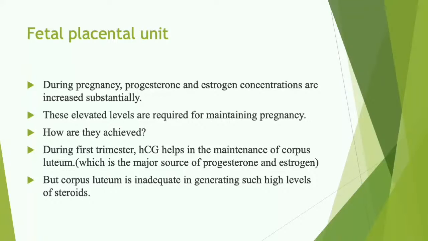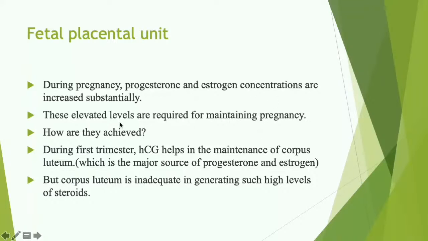If the question is functions of placenta, then you need to write about the nutritive role, about the excretory role, about the respiratory role, the formation of various hormones formed in the placenta, and then maybe that feto-placental unit becomes a part of it, right? So when feto-placental unit is asked, please stick on to only this component. So what happens is during pregnancy, the progesterone and estrogen concentration are increased substantially because that much high level is required for maintaining the pregnancy.